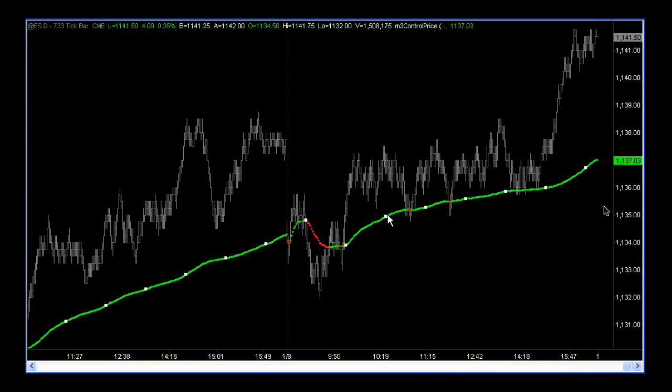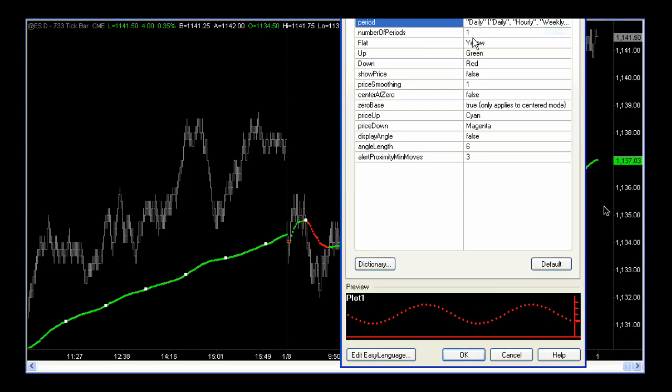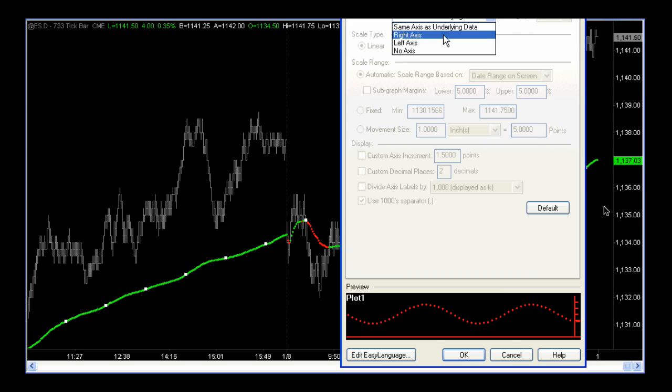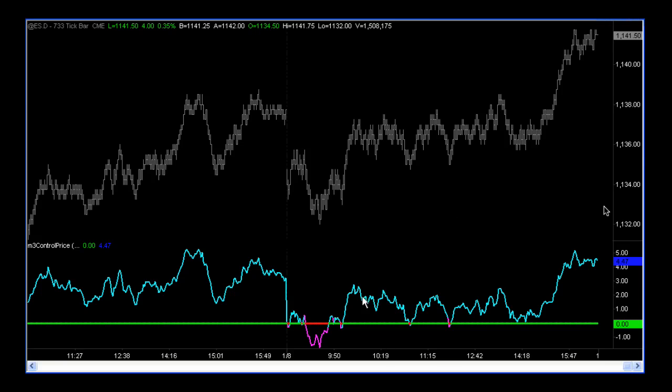So let's go format this control indicator. We have control, we're using a daily period. And what we're going to do is show price and turn this into the control oscillator. And when I do that, I want to display this on another subgraph or subpane. And there we have it.